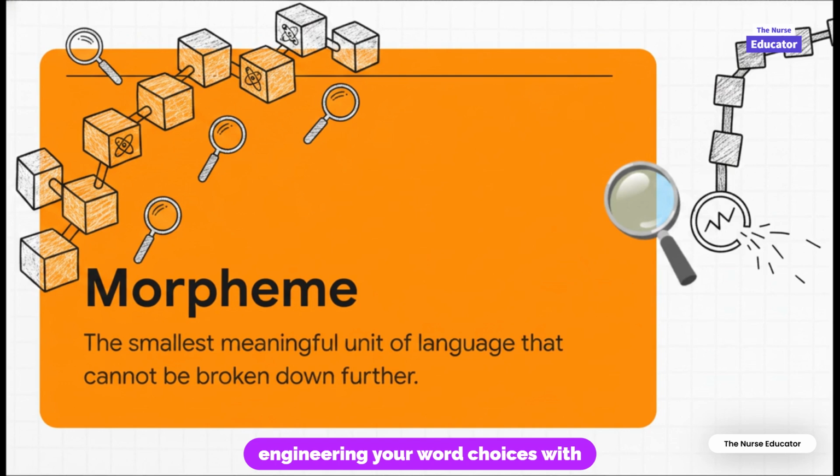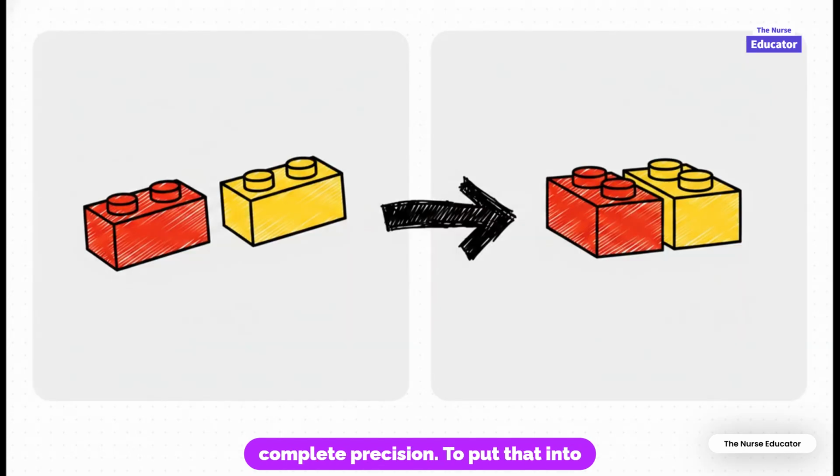To put that into perspective, take the morpheme un, which means not, and the morpheme happy. Snap those two separate, meaningful Lego bricks together, and boom, you've built a brand new complete word, unhappy. I know it sounds incredibly simple, but this is the exact foundation of all advanced vocabulary.